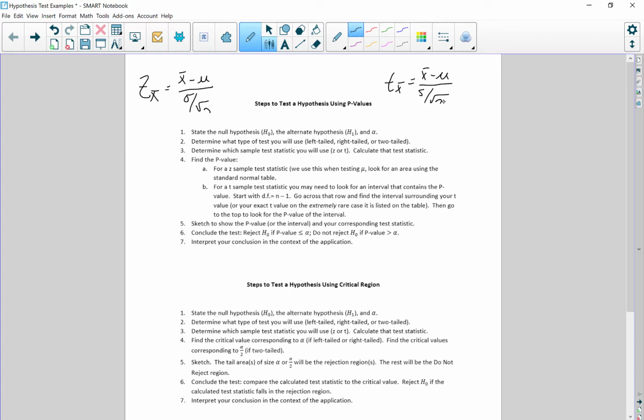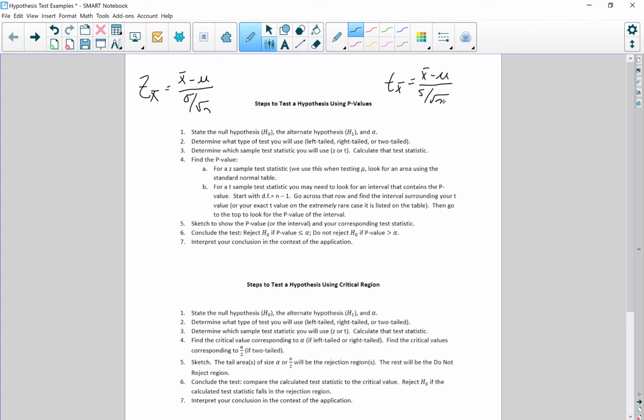Next, write out your result to show the p-value or the p-interval and your corresponding test statistic, and then conclude the test. So remember, with p-values, we reject the null if p is less than or equal to alpha. We do not reject the null if p is greater than alpha. And the last step is taking it back to the context of the problem. So putting it in words, what is it saying?